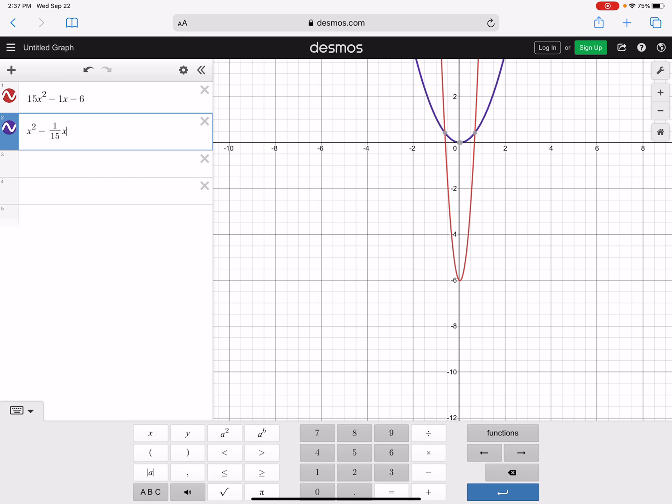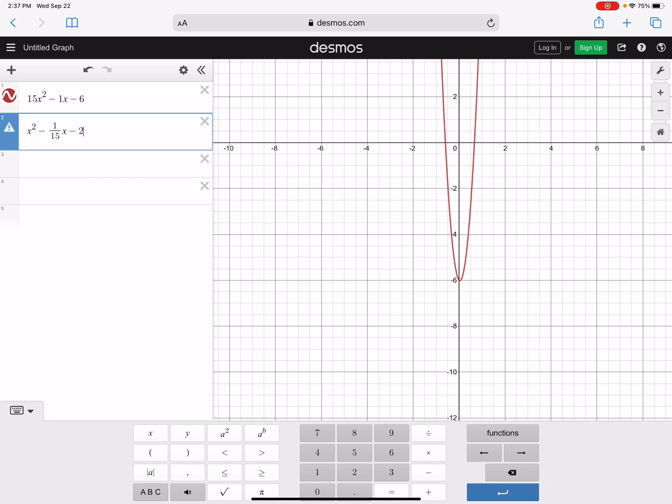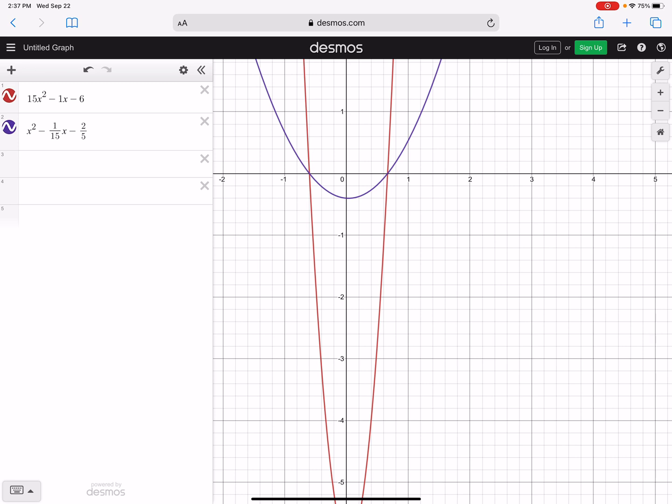I say 2, I better check. I mess it up. -2/5. Okay, completely different graph. But if you notice, the graphs are different, but they hit the axis at the same place. So you could have a million graphs that hit the axis.